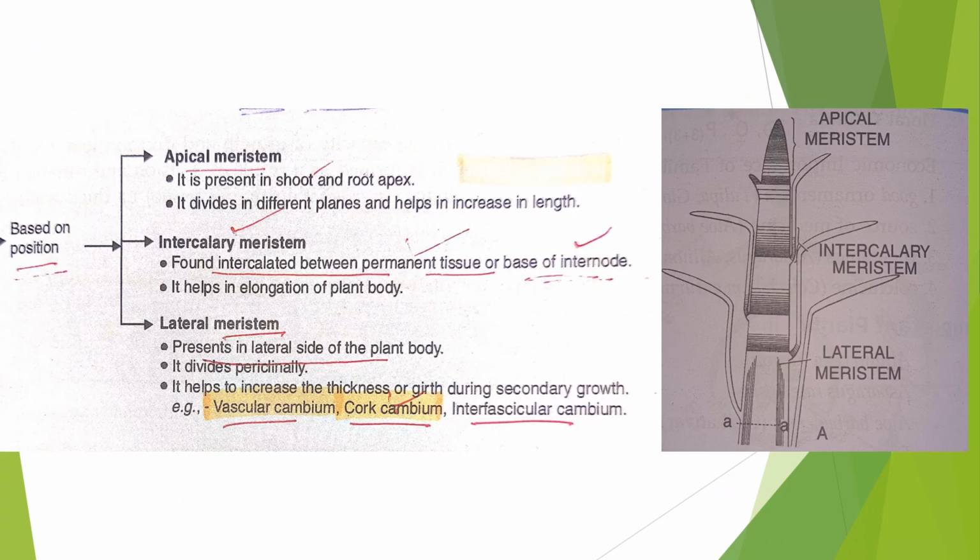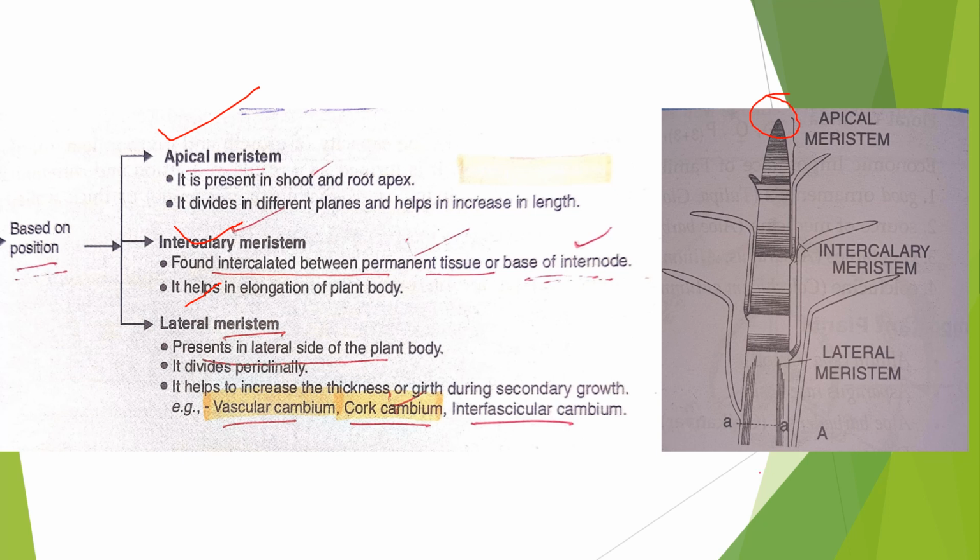Then based on position, it can be apical meristem, intercalary meristem or lateral meristem. Apical meristem is only found in the root apical meristem and shoot apical meristem. The terminal part of the shoot is known as the shoot apical meristem, and the terminal part of the root is known as the root apical meristem.